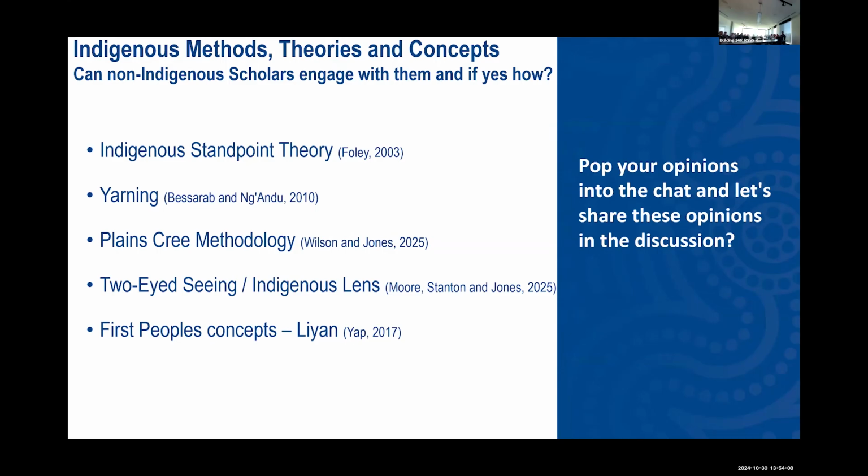I guess one of the questions that I often get asked is, can non-Indigenous scholars engage with Indigenous standpoint theory? Can they use or learn to do yarning? Can First Peoples scholars use a Plains Cree methodology? And that's being presented at a conference in Wellington next year by Rob Wilson. Just if anyone's thinking it's Sean Wilson, it's not. And then another candidate, Kevin Moore, doing some really enlightening work around two-eyed seeing and Indigenous lens as it applies to the Victorian treaty. And can non-Indigenous scholars use First People concepts like Lian, which I'll hand over to Mandy.